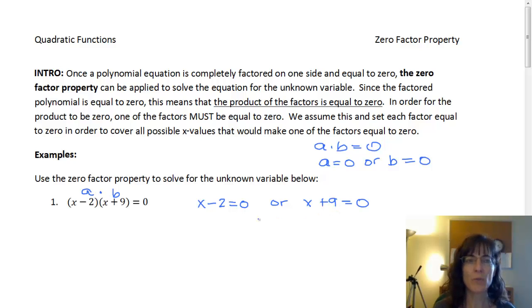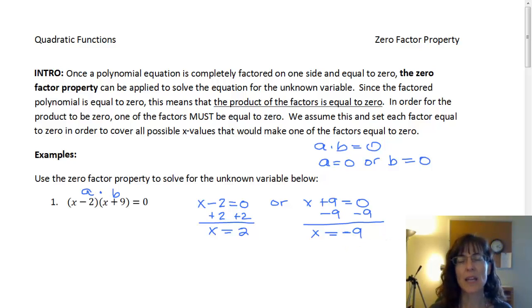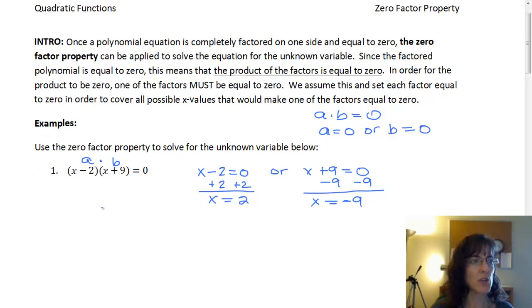Then we can solve these little bitty equations for the variable. I'll add 2 to both sides, and that gives me x equals a positive 2 for that one. And for this other little equation, I'll subtract 9 from both sides, and then I end up with x equals a negative 9. So what we're saying is that if I have an x of 2 or of negative 9, it's going to make a true statement in the equation that I started out with.